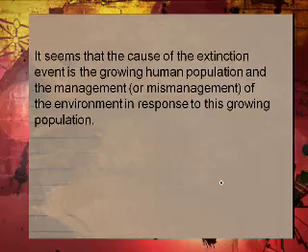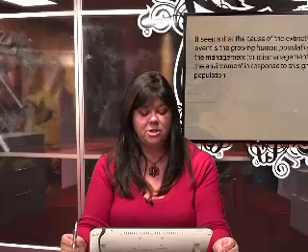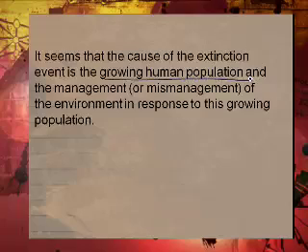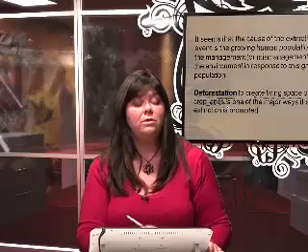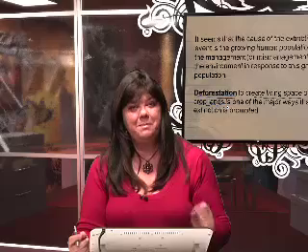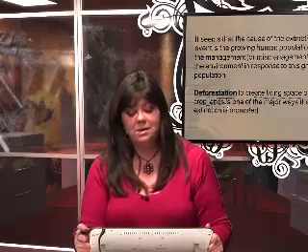It seems that the cause of this current extinction event, the 6th extinction, is the growing human population and the way humans manage, or more likely mismanage, the environment. As the human population grows, they need more space, so things like deforestation, taking away forest land, taking away natural ecosystems in order to create living space for humans in towns and cities, as well as croplands to make food for the growing human population is one of the major ways that animals and plants go extinct.